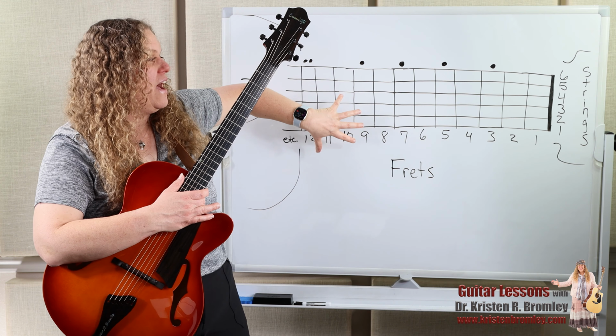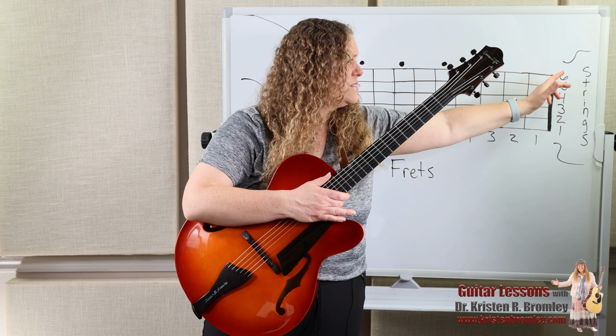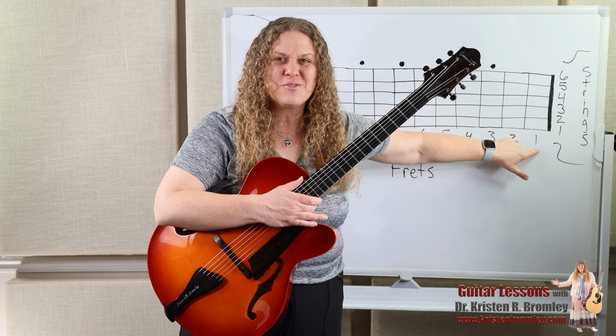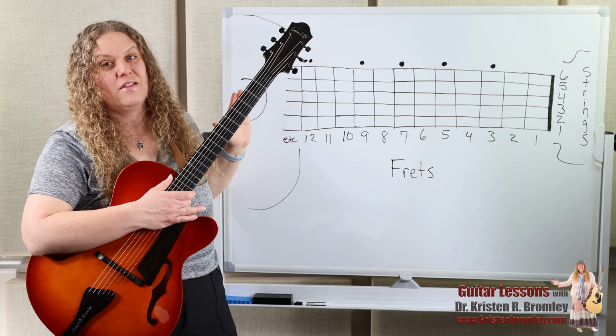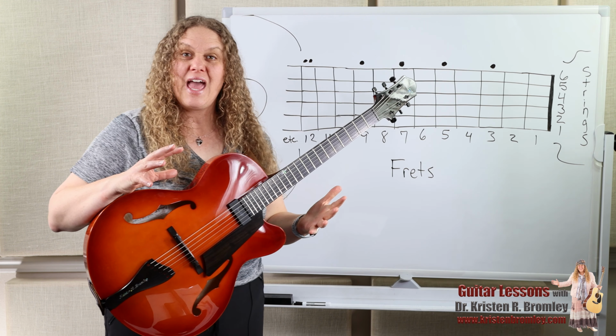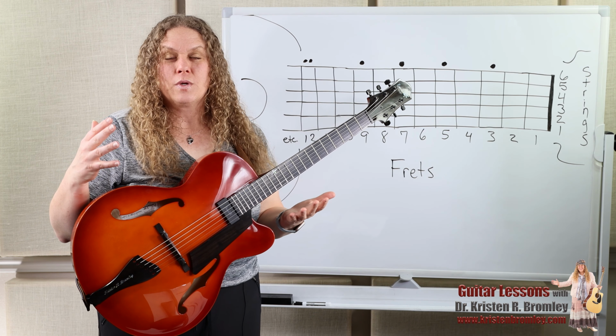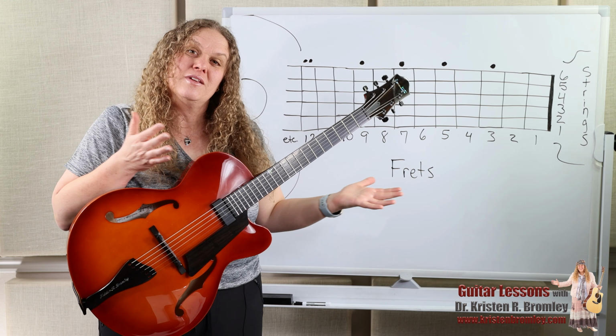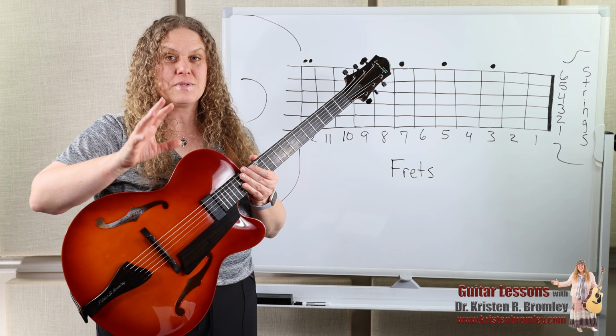Here on the board I have that as an example. So you got the headstock, we got the nut, and then starting with frets 1, 2, 3, 4, 5, 6, 7, 8, 9, 10, 11, 12. Guitars generally have at least 15 frets. Some go up to 22, some go even more, some go a little less. Just depends on your guitar specifically.